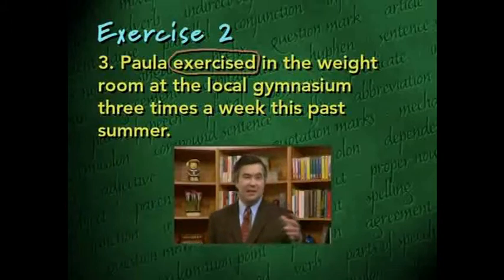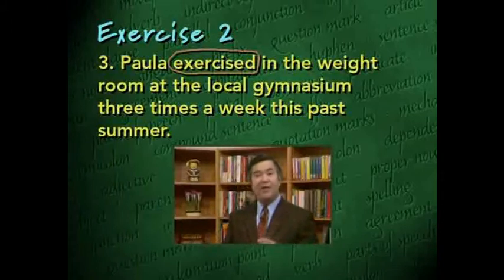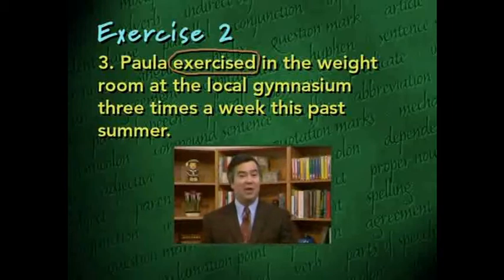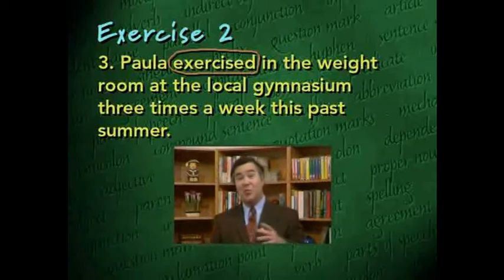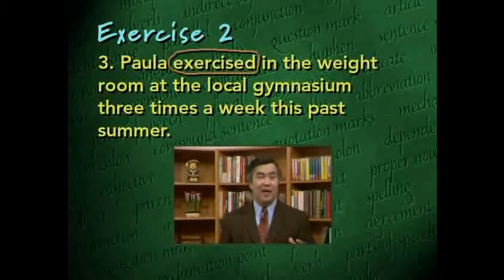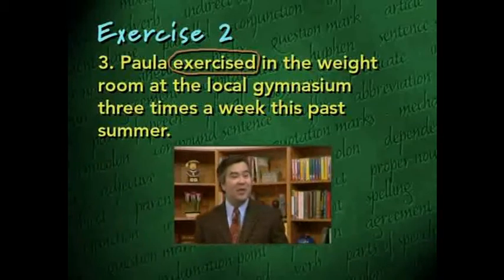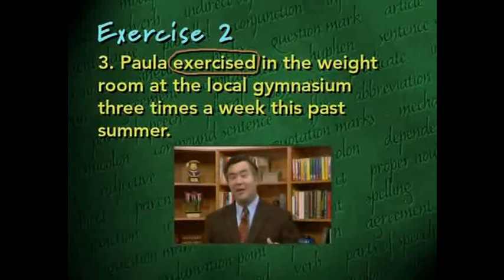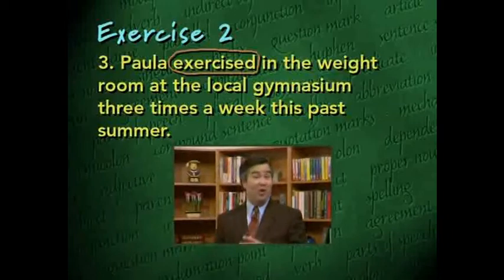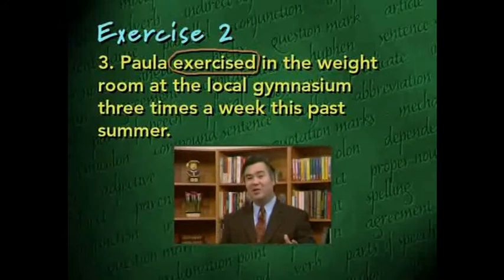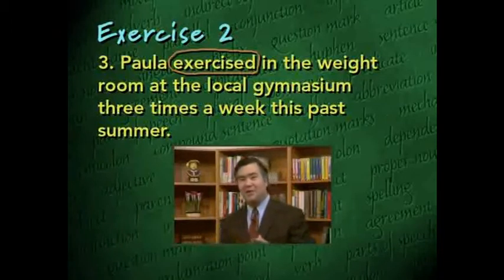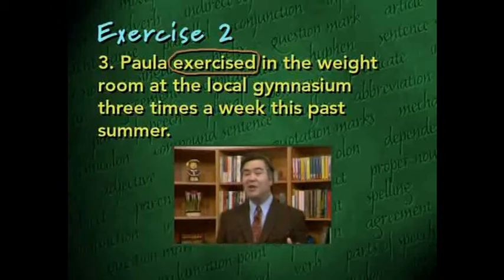Paula exercised, that's the subject and the verb. Now, is there a word that receives the action of the verb exercised? That is, is there a word that answers the question, Paula exercised what? Or Paula exercised whom? Well, the answer is there is no word that answers that question. We're not told, for example, that Paula exercised her dog or Paula exercised her rights. Either of those might be the direct object of the verb exercised, but we're not told that at all.